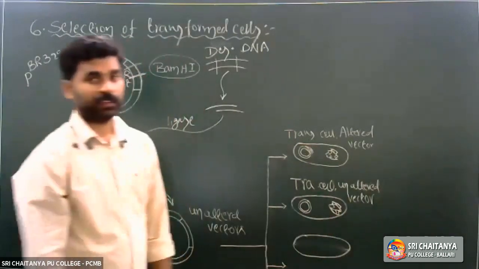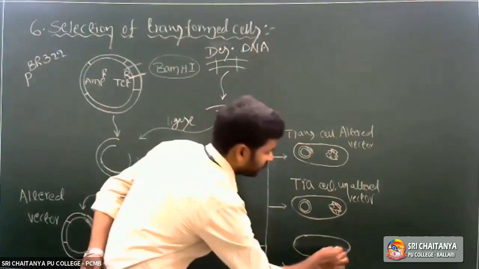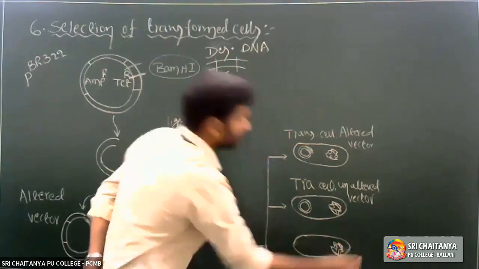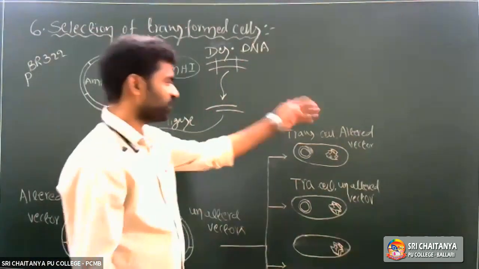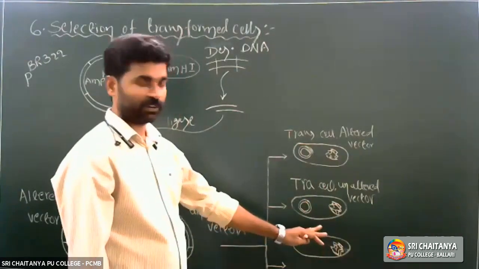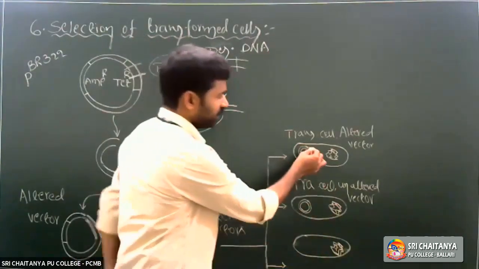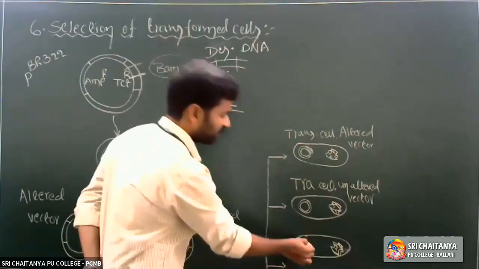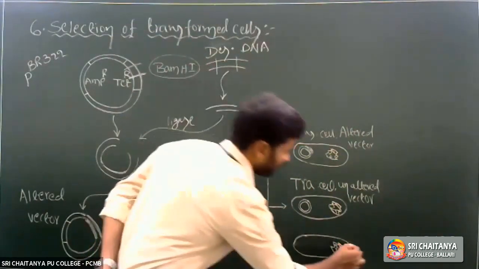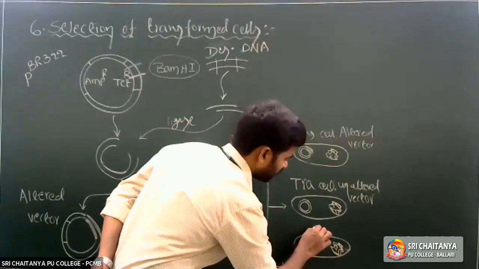Then what about the third type of bacteria? It does not have any plasmid. Both the altered vector and unaltered vector are absent in the third type of bacteria, so we call it a non-transformed cell.